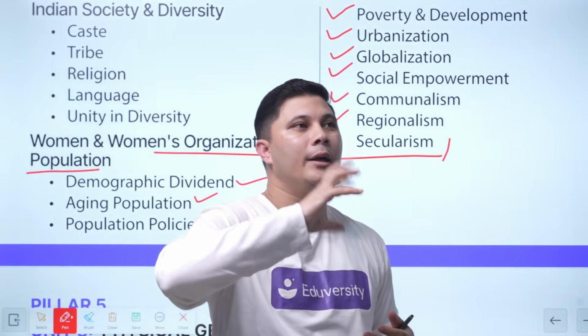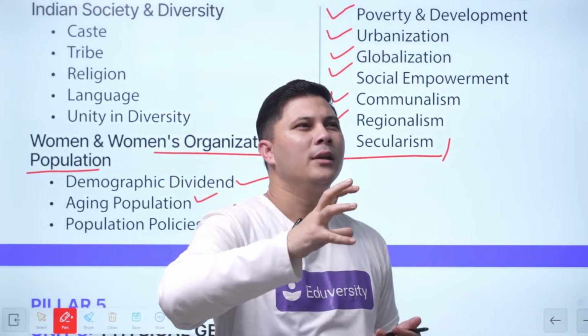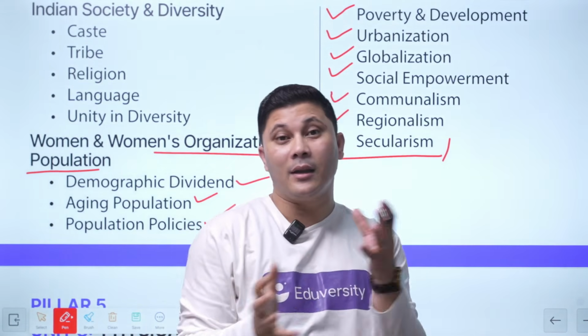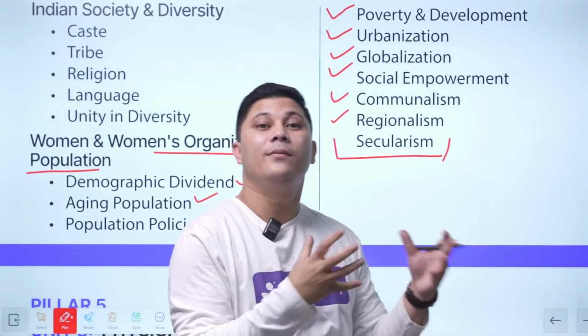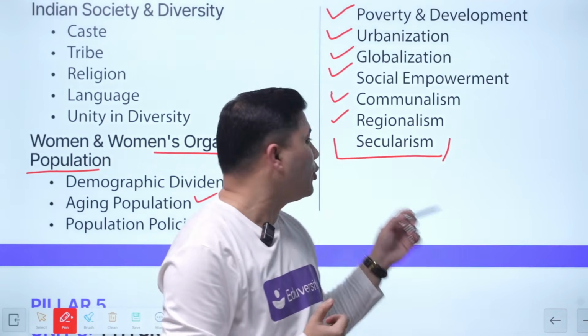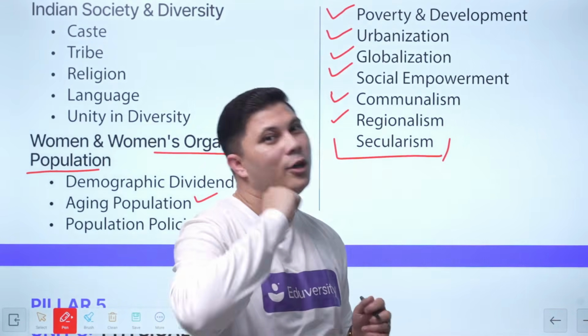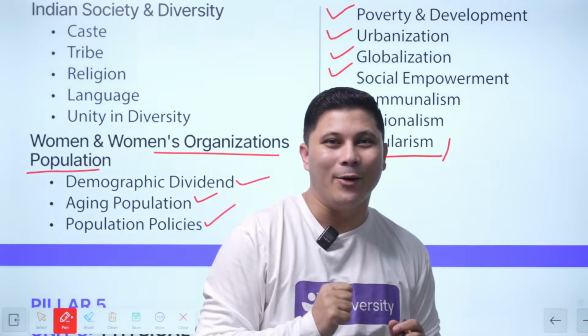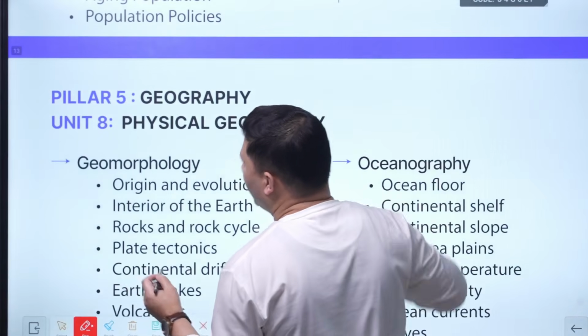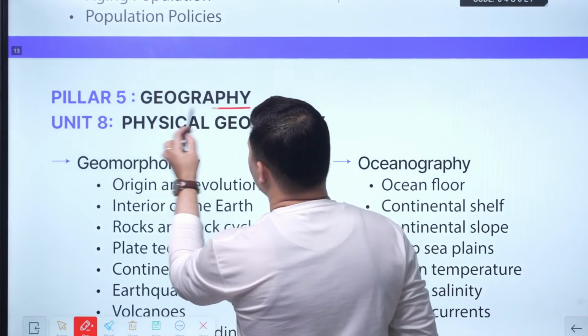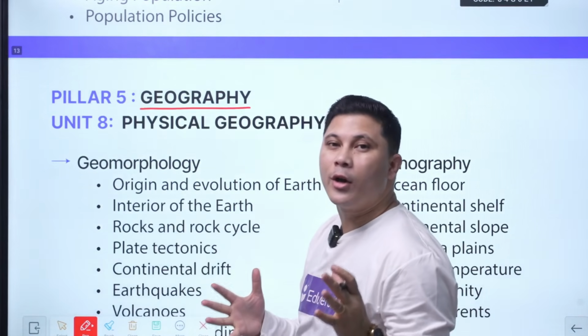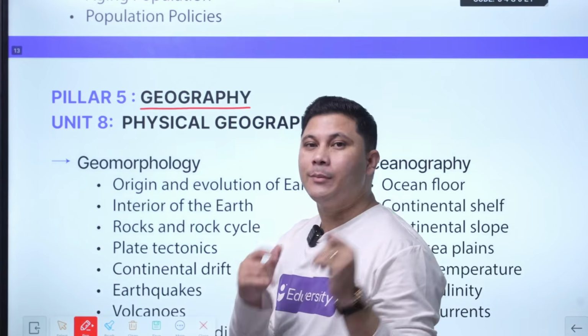Before it was communism versus secularism, but now it is secularism versus nationalism. So you really have to understand the spirit of secularism in India. Now going forward, we will go to Pillar 5, which is geography, one of the most important subjects on your GS Paper 1.